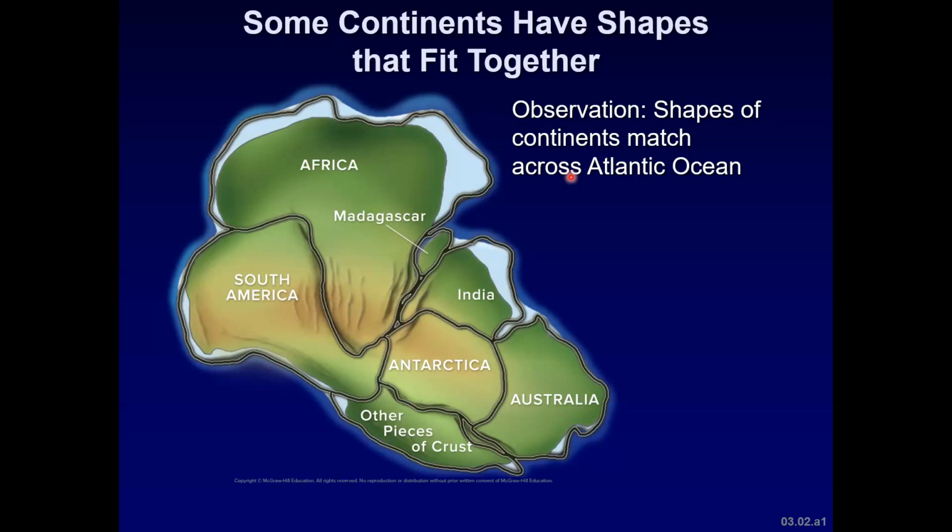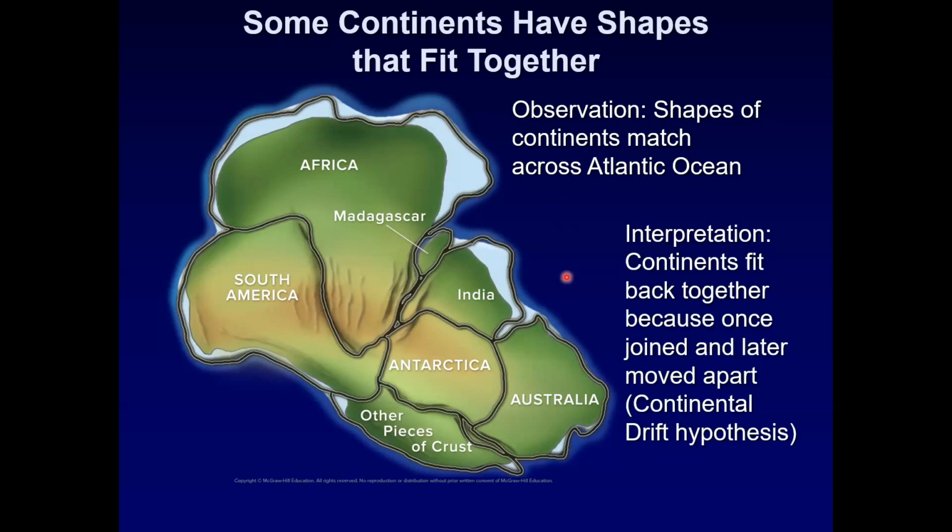South America being joined with Africa, Antarctica surrounded by Africa, India, and Australia. An interpretation would be that continents fit back together because they were once joined and they later moved apart. That's a continental drift hypothesis, but we don't have a mechanism for that yet. We just observe that and we interpret this, but why and how?